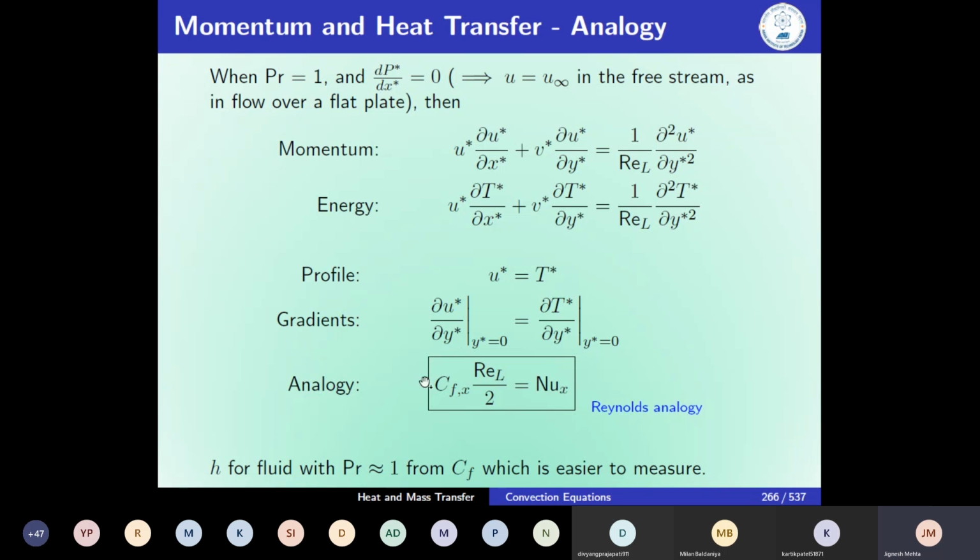So what you can do is just get the correlation for the friction coefficient, and you get the correlation for Nusselt number by just multiplying it by Reynolds number by 2. So you don't need a separate exercise to get the value of Nusselt number. That's the benefit of stating an analogy, and this is called Reynolds analogy. So for a particular case, Prandtl number nearly 1, if you have a correlation for CFx, you can use it just by multiplying by ReL by 2 for getting the Nusselt number.